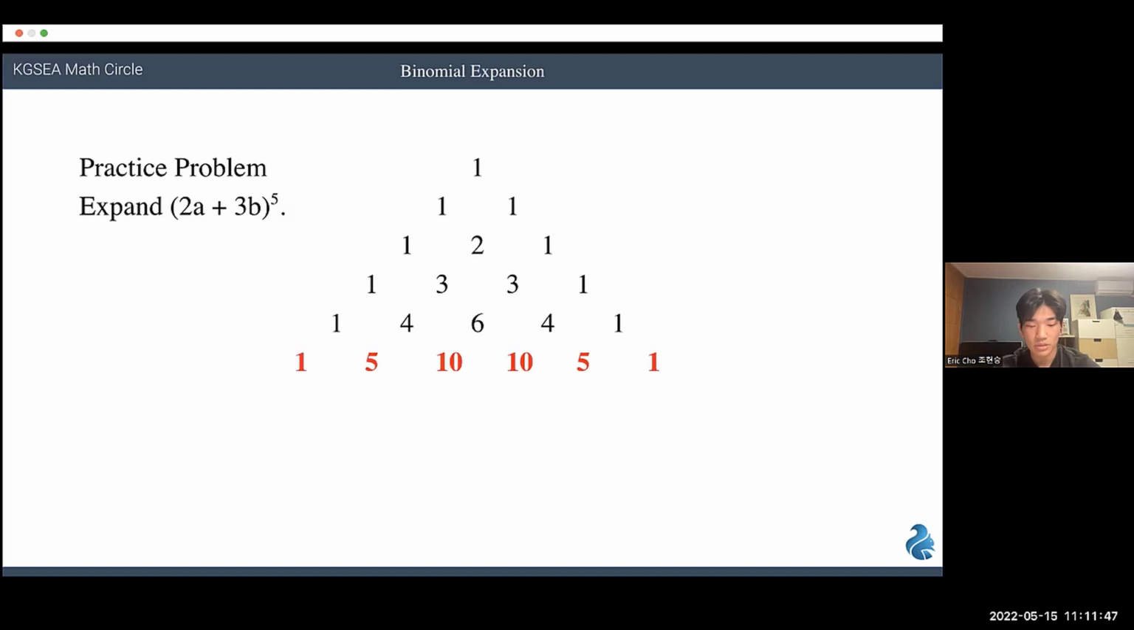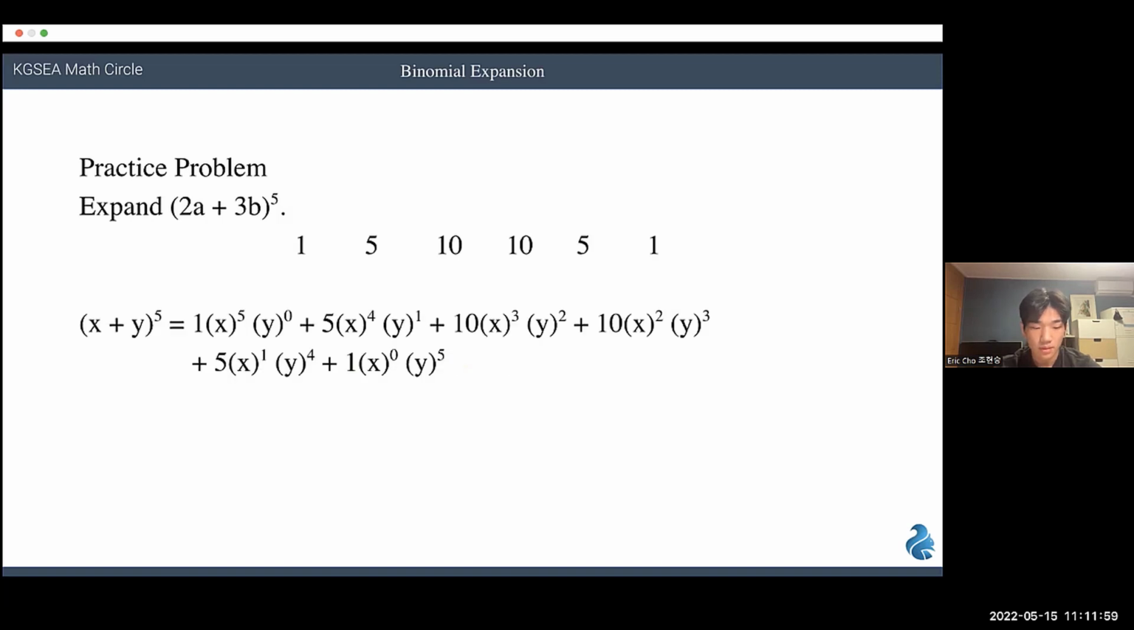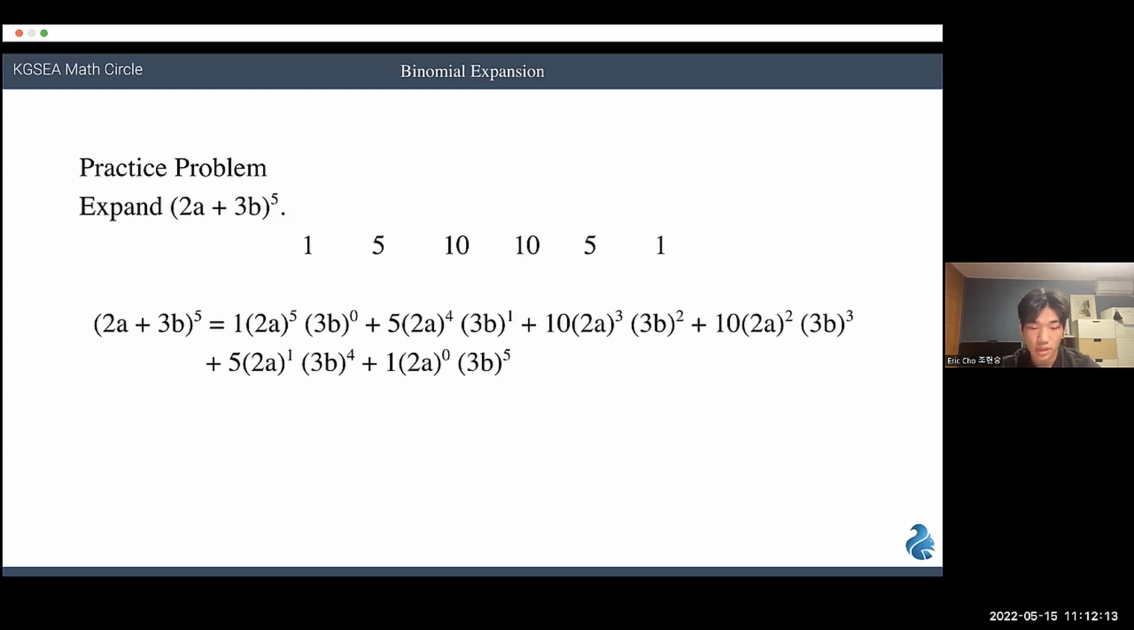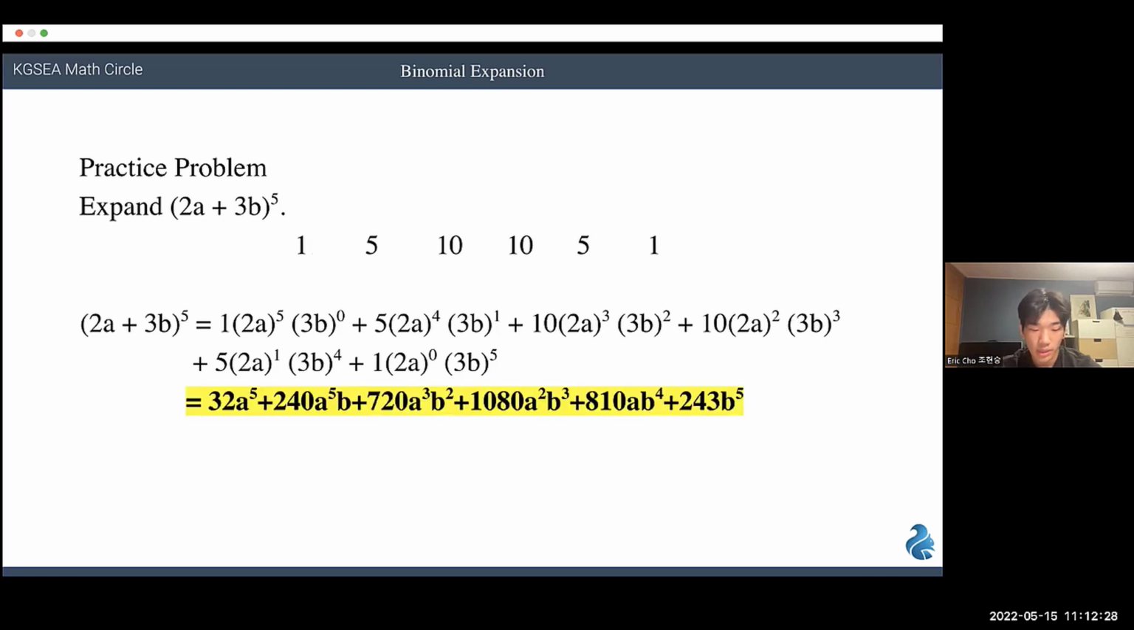We first draw a Pascal's triangle until the fifth row to find the coefficients 1, 5, 10, 10, 5, and 1 in that order. We can create an expansion using x + y and the coefficients that we just found. Then we can substitute 2a for x and 3b for y. Powers of 2a decrease as we move from left to right, while the powers of 3b increase. After simplifying, we will get this answer.